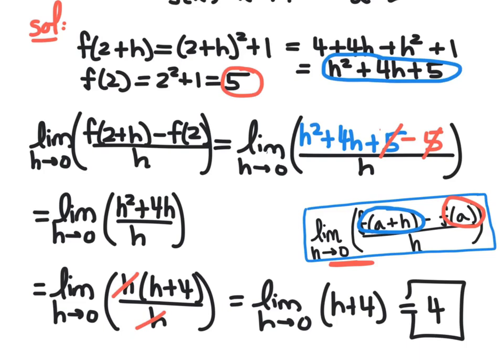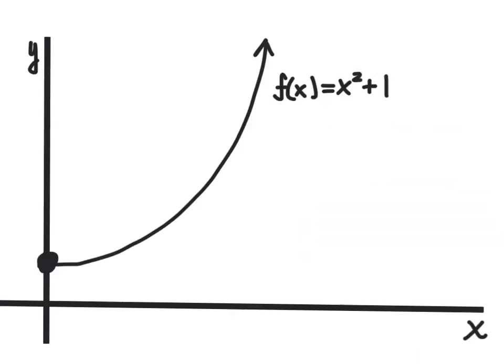Alright, so what does this mean graphically? Here's our function x squared plus 1. We're looking at the point x equals 2. There's a point on the function at that x value. There's a tangent line to the function at that x value, and this tangent line has a slope of 4, as we just found on the previous slide, and that is exactly the instantaneous rate of change of the function f at this x value.